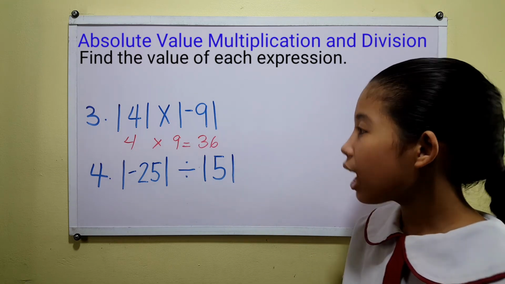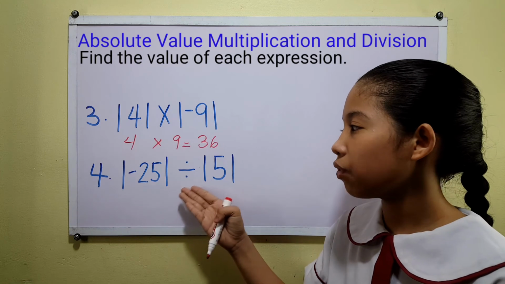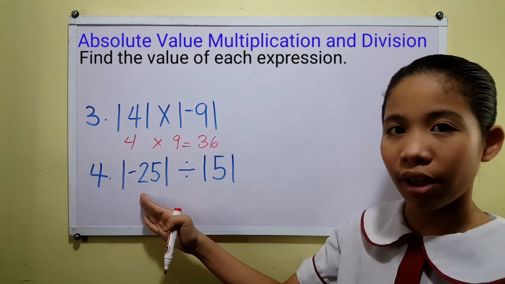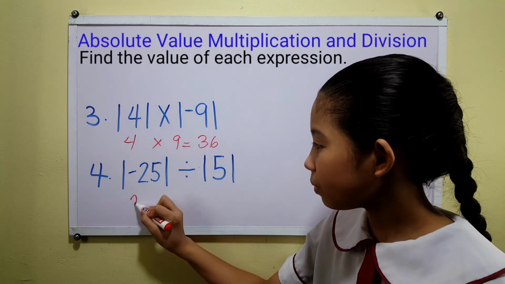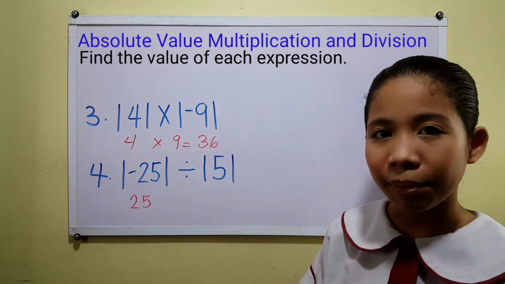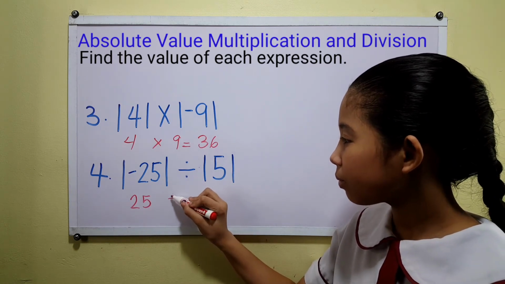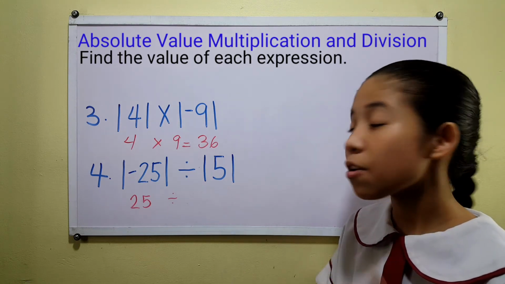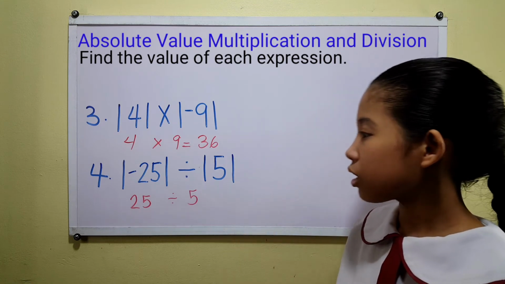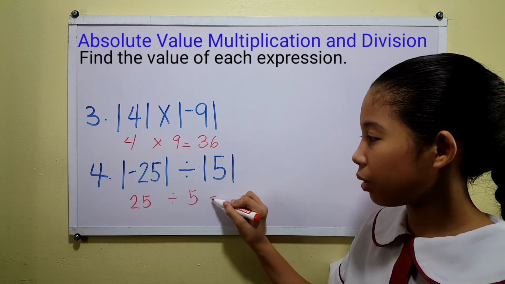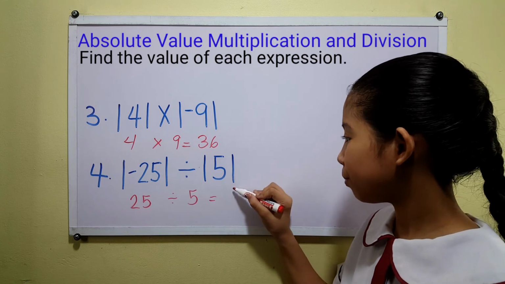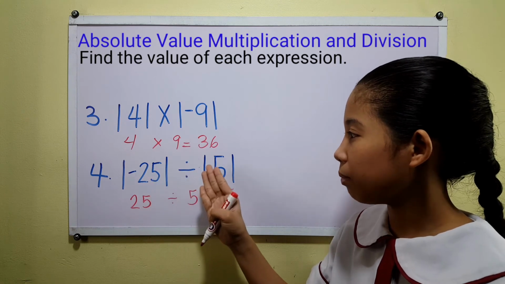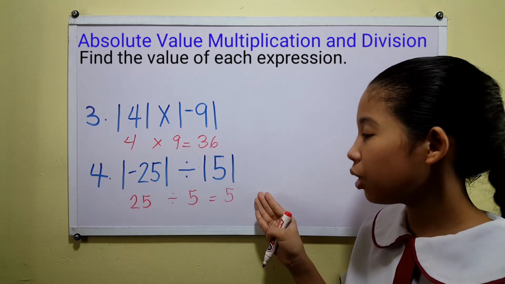Next, we have absolute value of negative 25 divided by absolute value of 5. So the absolute value of negative 25 is 25. Copy the operation. And the absolute value of 5 is 5. So 25 divided by 5 is equal to 5. So the absolute value of negative 25 divided by the absolute value of 5 is equal to 5.